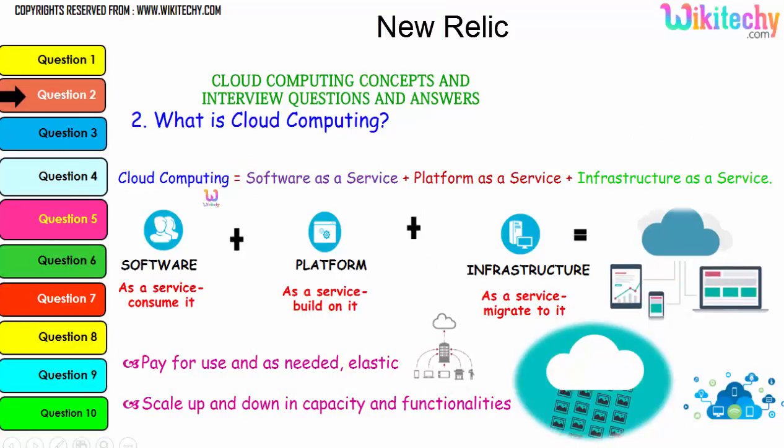Now, further, what is cloud computing? Cloud computing is software as a service, where the software is consumed as a service, platform as a service, and infrastructure as a service. The collaboration of software, platform, and infrastructure is referred to as cloud computing. The major advantage is pay for use as needed, and it is elastic. If I'm looking for very minimal storage, I pay for that. If I'm using bigger storage, I pay for that. And elastic means I can extend and also reduce, scaling up and down in capacity and functionality. That's the major advantage of cloud computing.